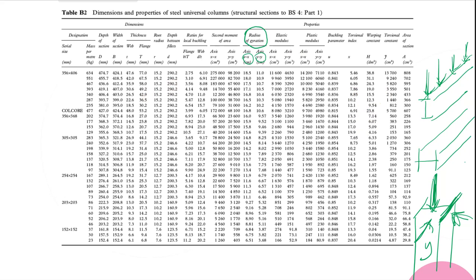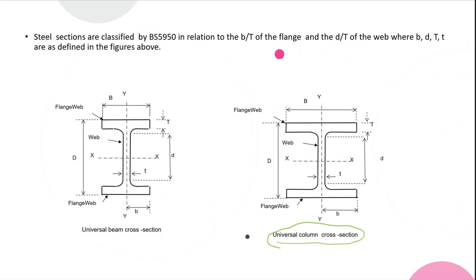Okay, so I am not going to explain this universal column because mostly the properties have been seen in the beam, so it is the same. The properties given here and the labels are the same, where is D, where is T and where is B, and so on.